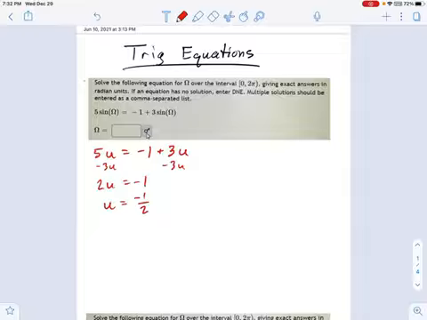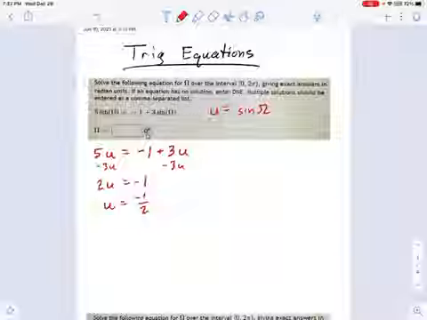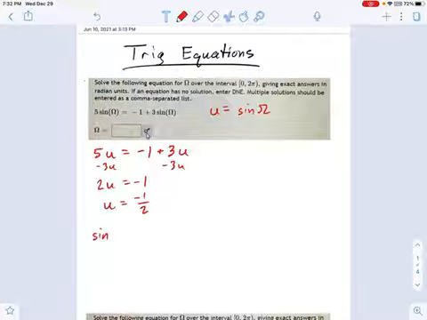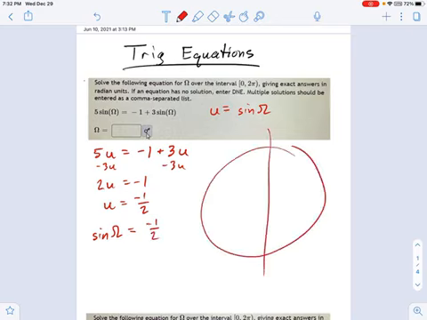Now what is u? This whole time I was making the substitution. U equals sine of omega. See, everywhere in the top equation up here where I saw a sine of omega, I replaced it with u. So now, remember, you weren't solving for u in the first place. We were solving for omega, whatever that is. Sine of omega equals negative 1/2. Okay, and now your job is to think about the unit circle.